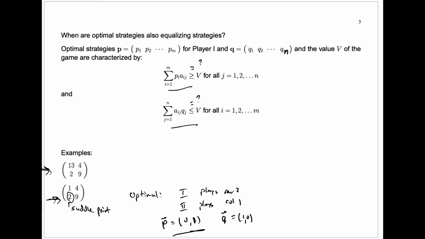Is there some way to understand in a more general way when we can use equalizing strategies to get optimal strategies? And the answer in the general situation is that it can be very tricky. But there's a lot we can say.